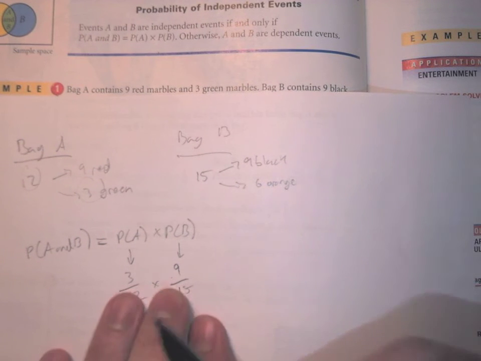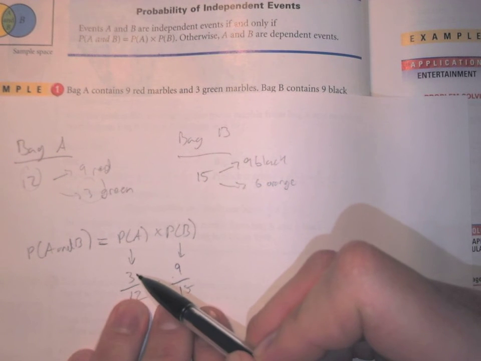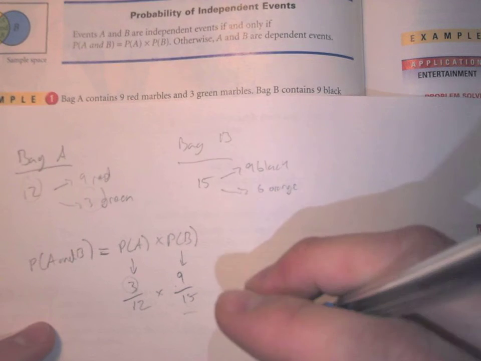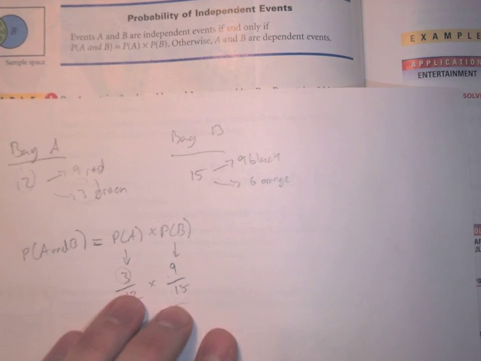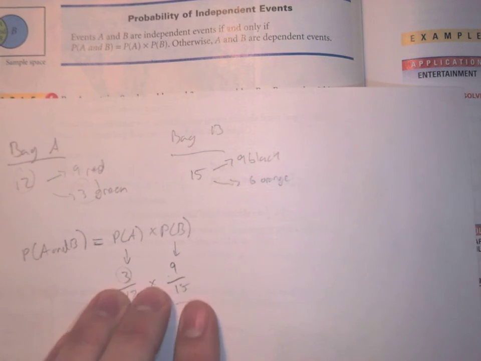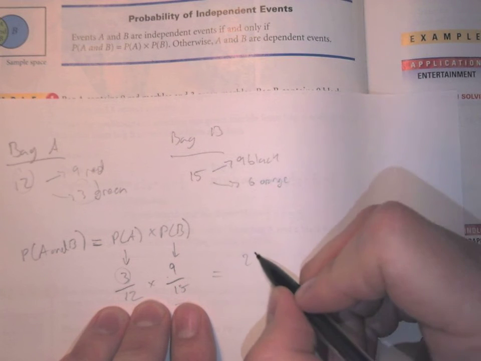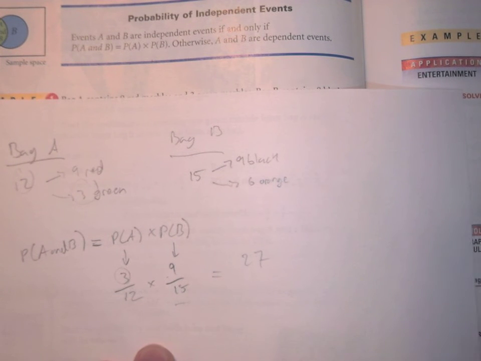How many ways are there to draw a green marble? There's 3. How many ways are there to draw a black marble? There's 9. So how many ways are there to draw a black marble and a green marble? There's 27 ways for that to happen. That's the fundamental counting principle.